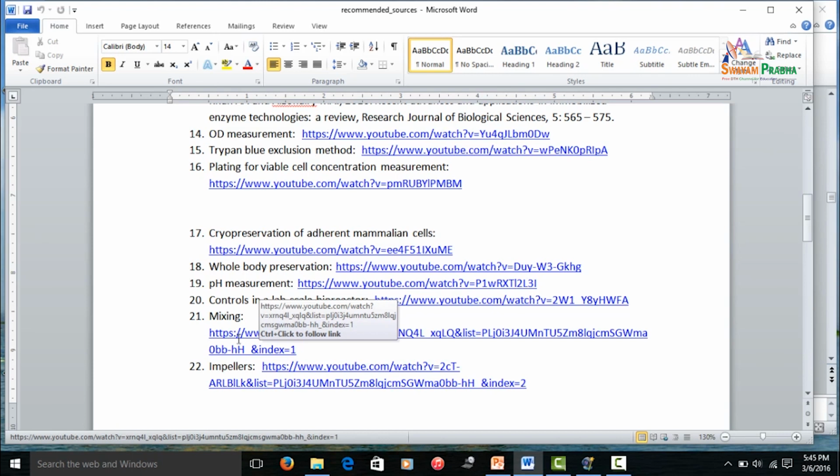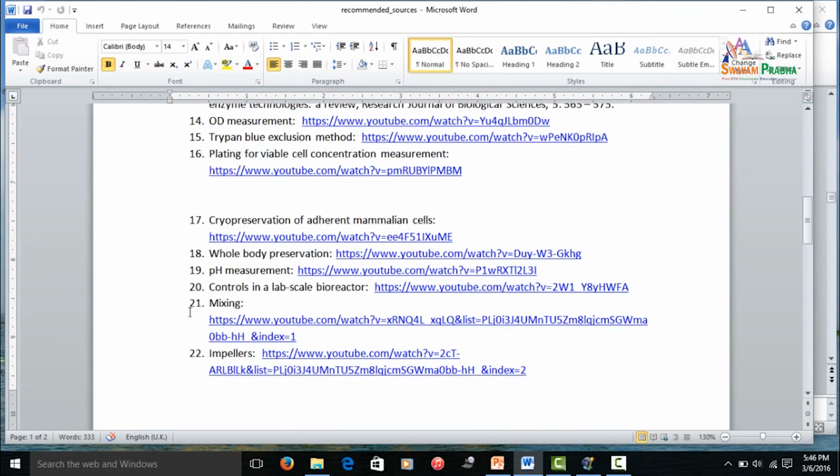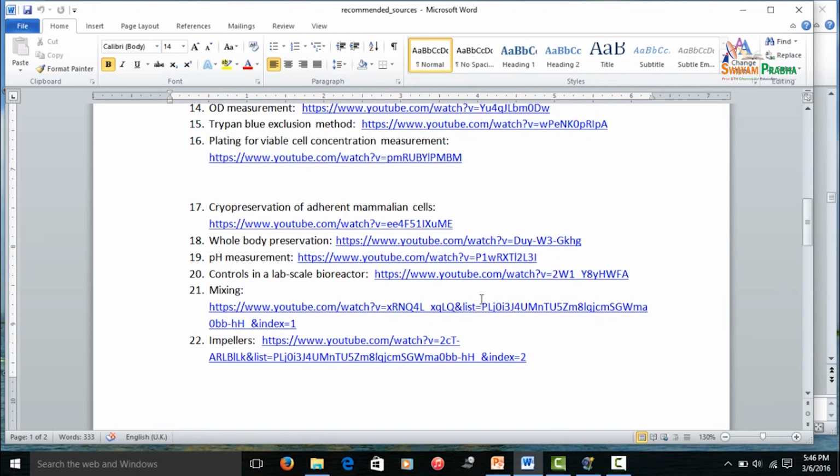The mixing, this is controls in a lab scale bioreactor. This is also a useful video. This goes along with the earlier thing. This gives you all the controls in a lab scale bioreactor. It's not a very high quality video, but it gives you an idea of what there is. Number 21 is on mixing, and number 22 is on the various types of impellers. You may want to see these videos to get a better idea of the mixing phenomenon and details on impellers and so on.